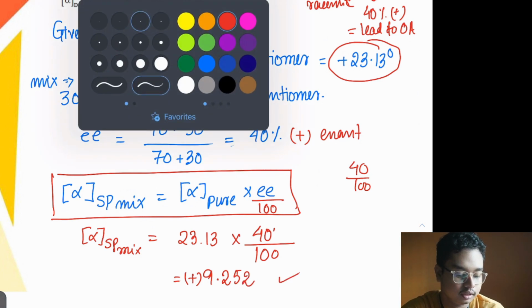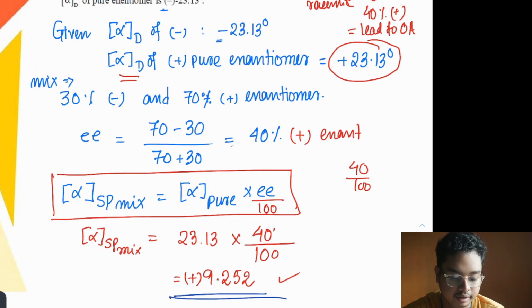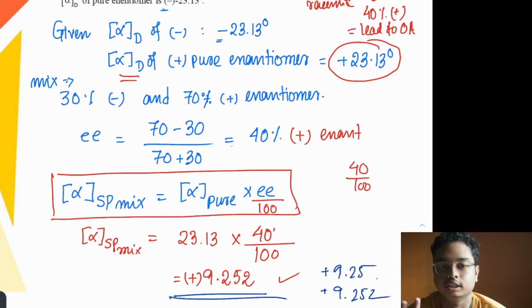Okay. So this will be our final value, and this type of question comes in the NET examination. So you have to write whatever number of digits they are asking. If it is 2 digits, then you will write plus 9.25. If it is 3 digits, then it is 9.252. That's all. Okay. Now we move to our next question.